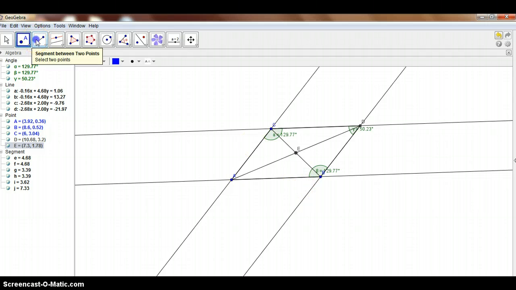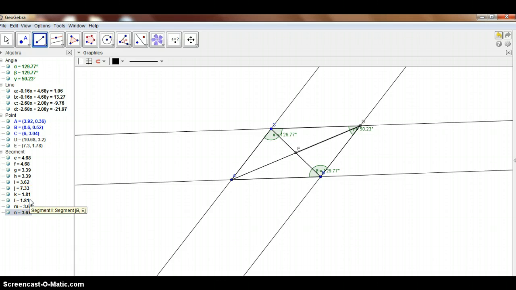Alright, grab the segment tool again. I would like to measure each of these little parts of the diagonals. So click on C and click on E. Okay, and keep track here. K is this segment here. So let's measure the other side of that diagonal. So click on B, click on E, and there we go. There's the other side of that diagonal. Let's do that for the other diagonal. A to E, and then D to E. So those are those two parts of the diagonals.